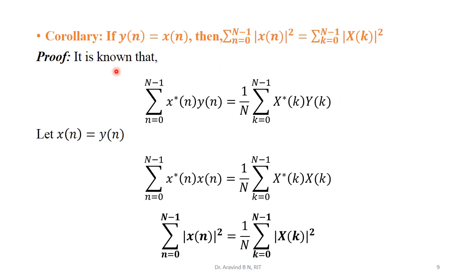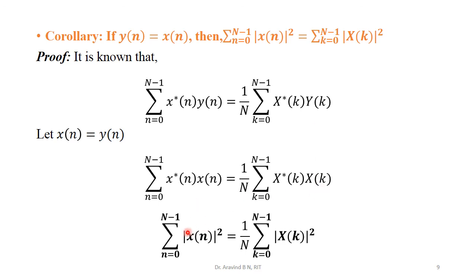In the proof, we are going to start with the Parseval relation, which is what we derived previously. Now we are going to start with this one. In place of y of n, we need to substitute x of n. Similarly, in place of y of k, it will be replaced by x of k. So equivalent changes we are going to have. Therefore, let x of n be equal to y of n. We are going to get all y of n replaced by x of n and all y of k replaced by x of k.